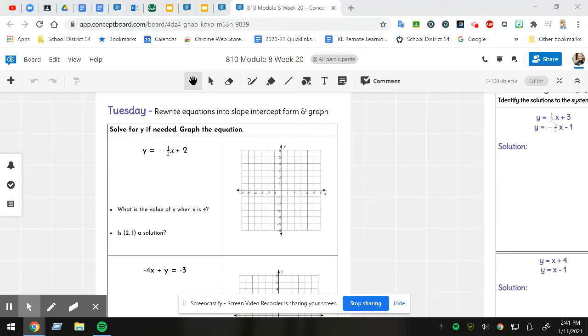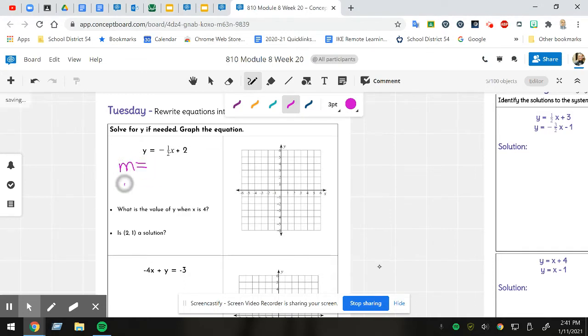All right, a little refresher on graphing equations. So we have this equation here, y equals -1/2 x plus 2. We always want to identify the m and b value first. Our m value is our slope, which is -1/2. Our b value is our y-intercept, which is 2.